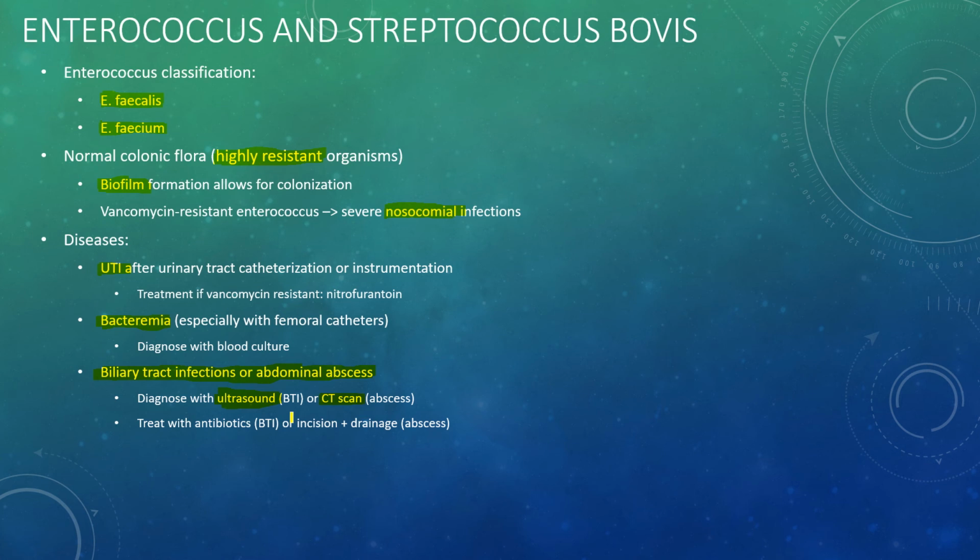So if it's a biliary tract infection, antibiotics should be enough. But incision and drainage is needed if there's an abscess, because antibiotics cannot penetrate the wall of the abscess. So you need to give incision and drainage to open up the abscess, and then antibiotics to cover the bacteria that have leaked out.